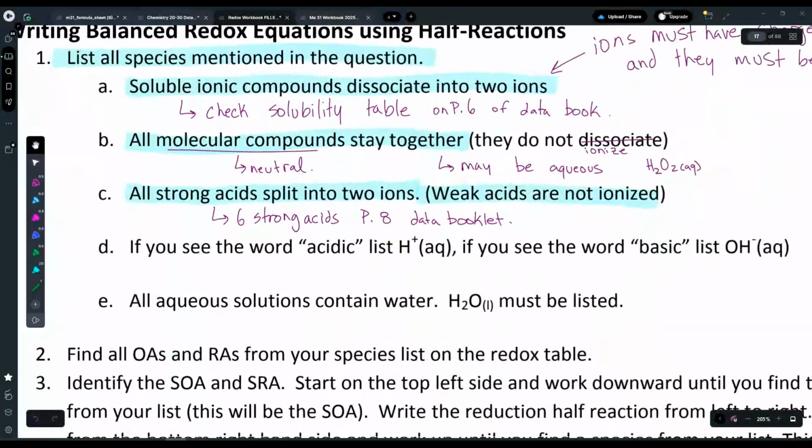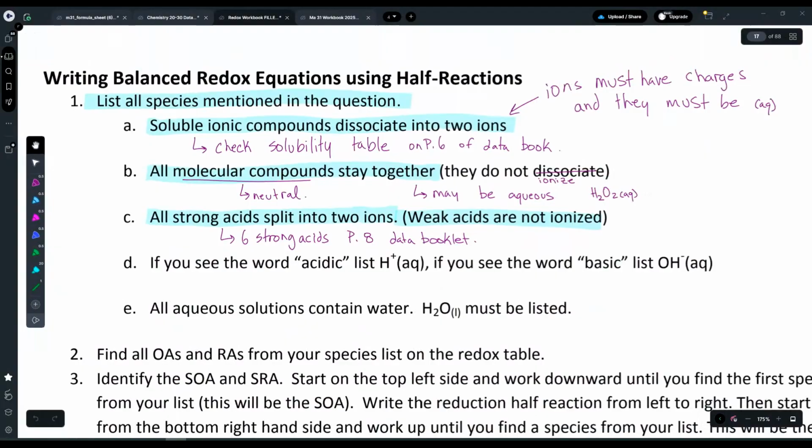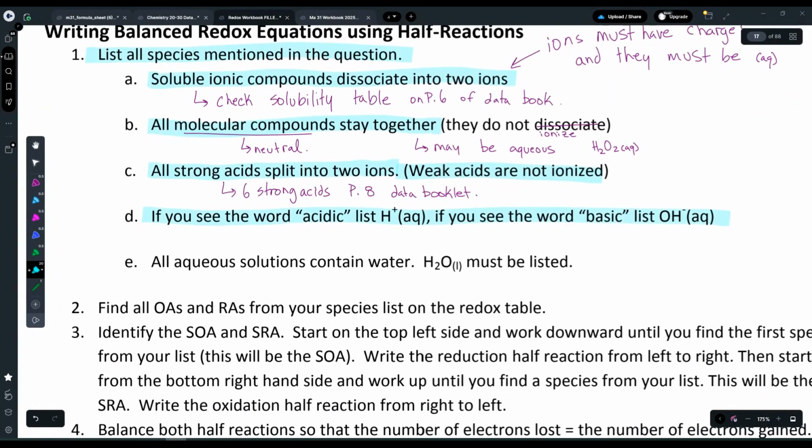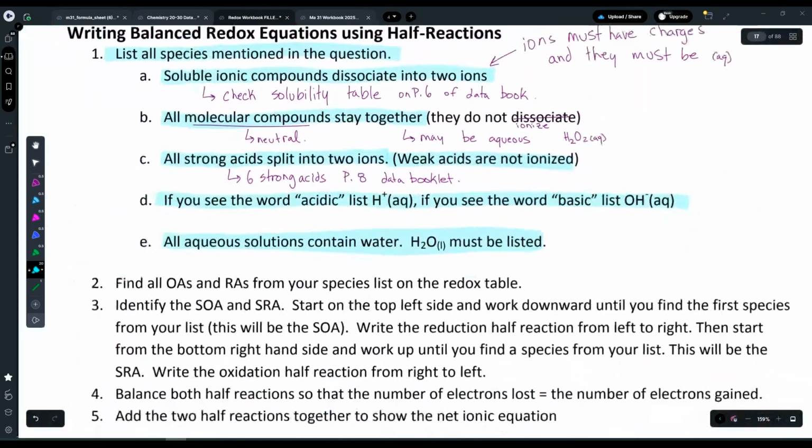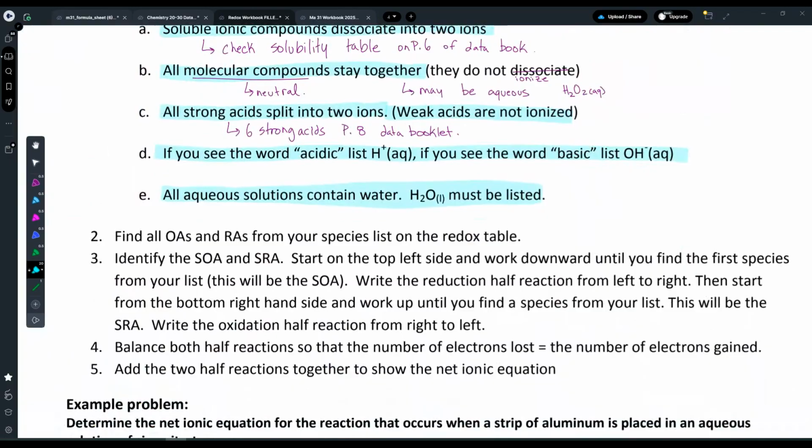All right, for the next one, if you see the word acidic in the question, that means that you're going to list H+ ions as one of your species in your list. Now, if you see the word basic, you're going to list hydroxide ions. And then last but not least, all aqueous solutions contain water. Therefore, you also have to list water in your species list. This one can be really easy to forget, so make sure anytime you see the word aqueous, you're listing water.